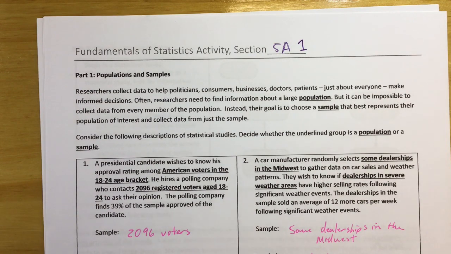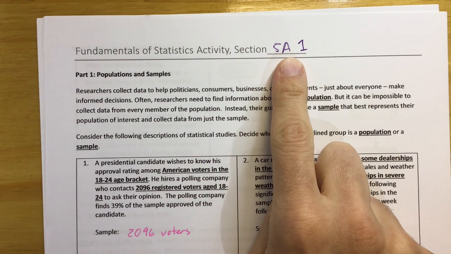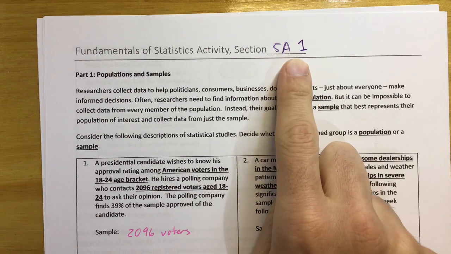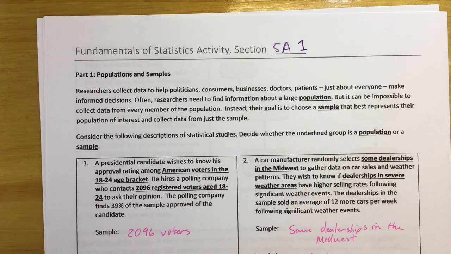In section 5A, we're going to look at 3 different activities that all center around the same concept of researchers trying to collect data. In the first activity, which I'm going to title up here as 5A1, I don't know why they didn't have titles there, we're going to look at defining 4 things: the population, the sample, the sample statistic, and the population parameter.